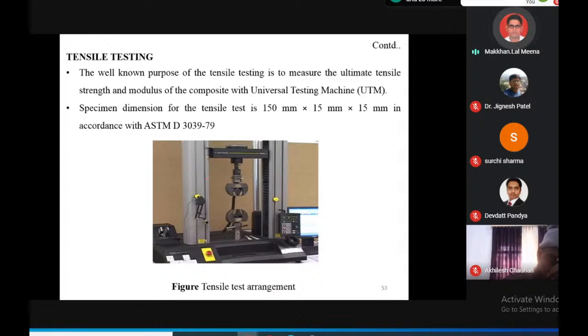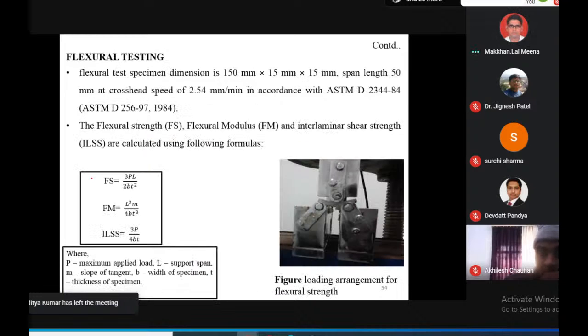So all this equipment and these setups are available in our institute laboratory, which is known as the tribology center, tribology lab. Now flexural strength testing. For the flexural test, the specimen dimension we can see is 150, 15, 15, with a span length of 50 mm. These tests give flexural strength, flexural modulus and interlaminar shear strength. So these formulas are used to find out these values.